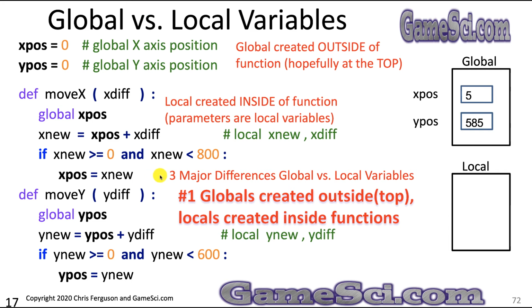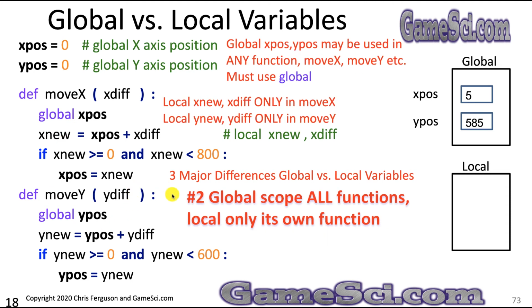There are three major differences when it comes to global versus local variables. Number one, globals are created outside of a function, hopefully at the top of your code. Locals are created inside of functions. Notice that these global variables up here are created outside of the function at the top of the code. Notice that these local variables here are created inside the function. Parameters happen to be local variables. Here's another local variable. Inside the function it is created, it is a local variable.